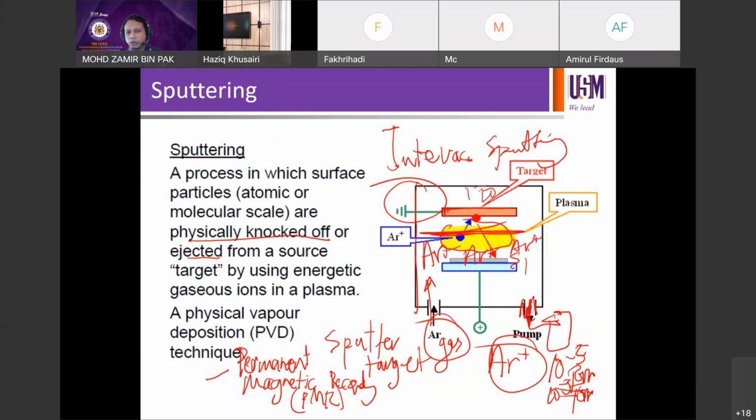So one way to increase the deposition rate ataupun the yield is by, instead of grounding the target, you can also apply negative bias. We call that negative bias to the target. So what will happen if you apply a negative voltage to the sputter target? What will happen to the plasma? Ataupun what will happen to the sputtering yield? What do you think?